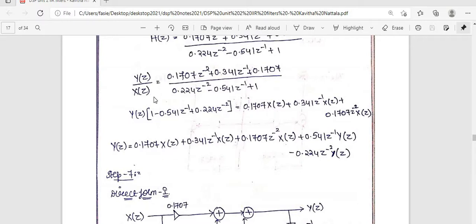Similarly, x of z multiplies with the first, the second, and the third. So what I am writing is in ascending order: z power 0, z power minus 1, z power minus 2 for x of z, then y of z.